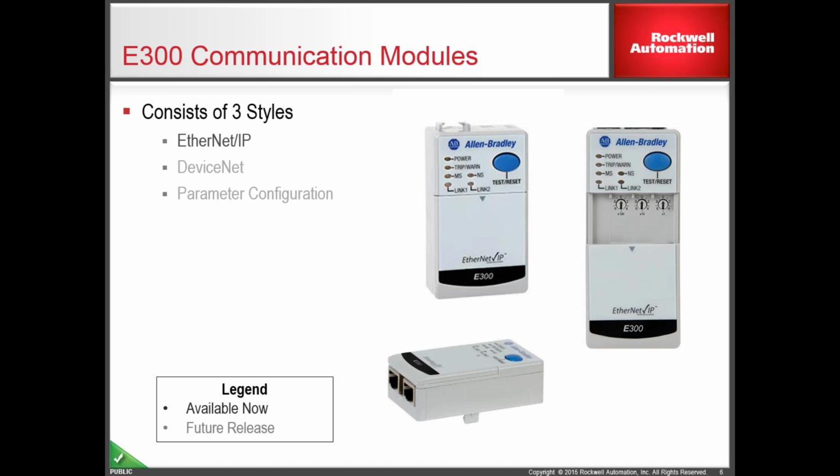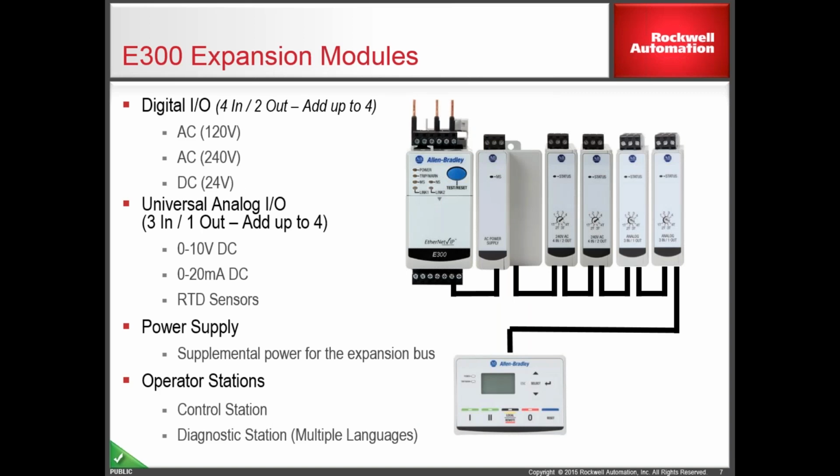And then it's worth mentioning, right now we have full release of the EtherNet/IP communication module. In the near future we'll have a DeviceNet version, which would then help users migrate from the E3 Plus to the E300, still using DeviceNet communications. And then finally a parameter configuration version. It won't have any sort of communications on it. It's going to have a series of dip switches and dials to set FLA and different protection features.